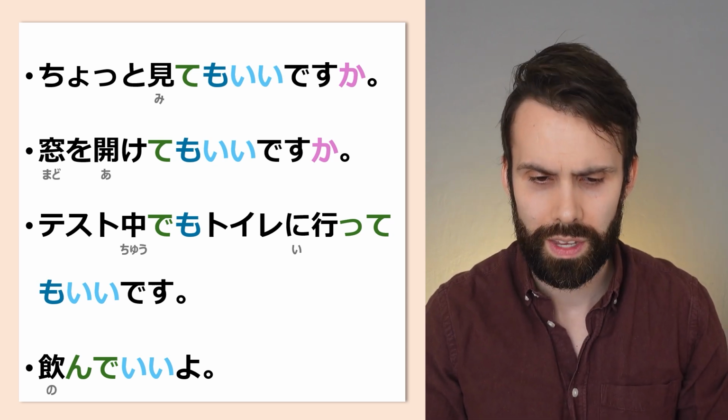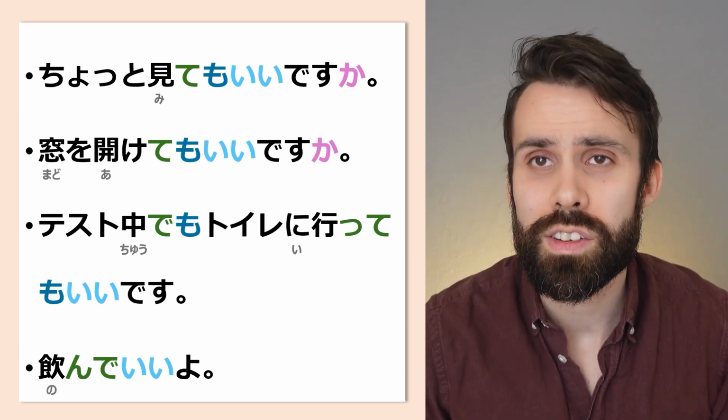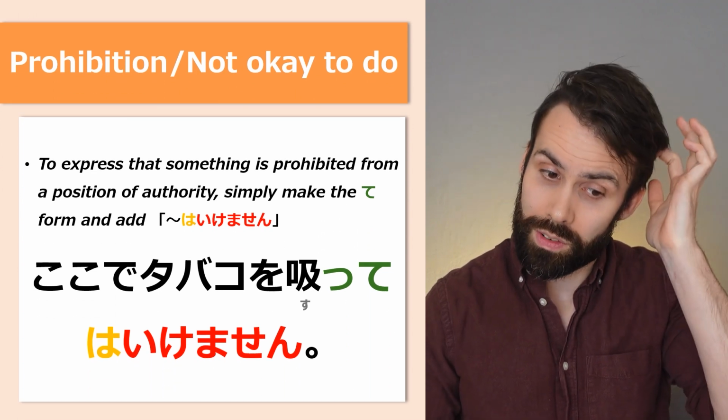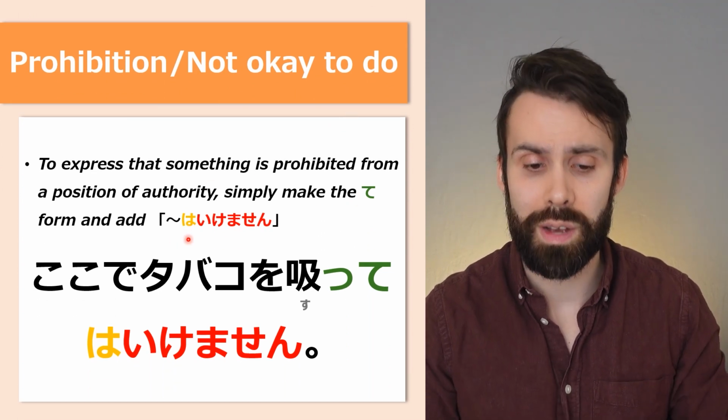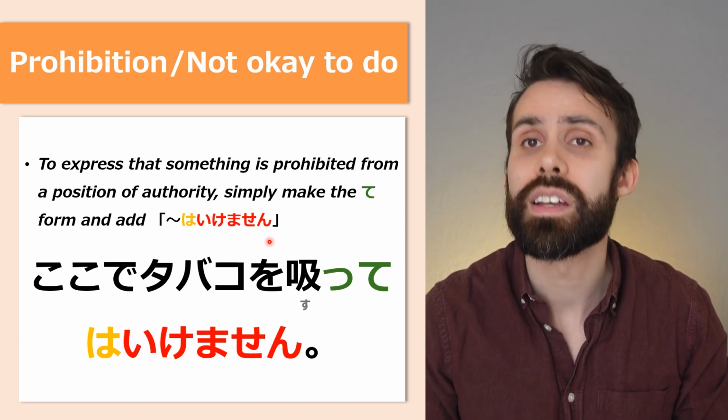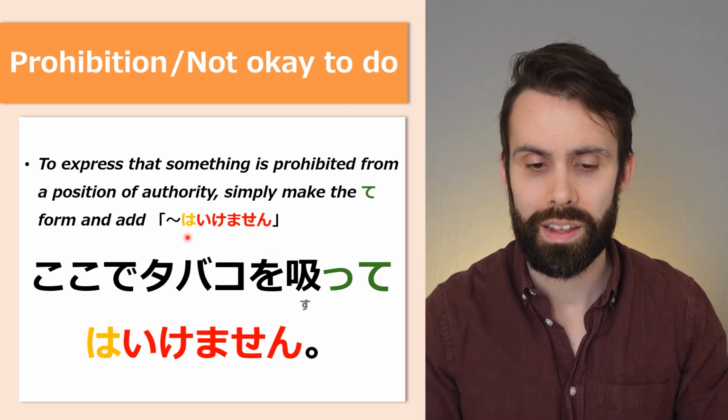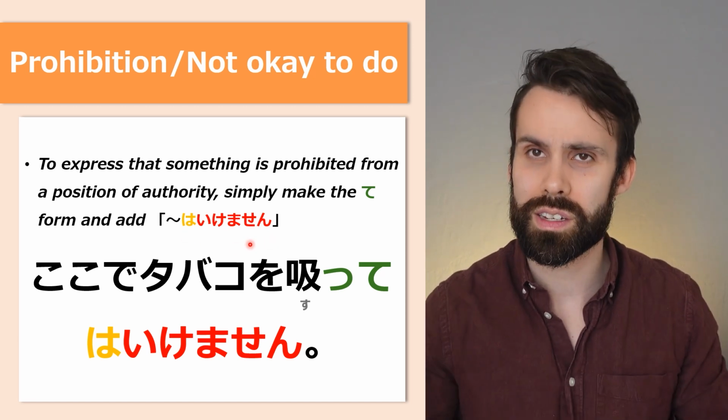飲んでいいよ. And then we can also say that something is not okay to do. To do that, we form the te form and add はいけません. So this は here is the particle わ. はいけません. So doing this is not okay.